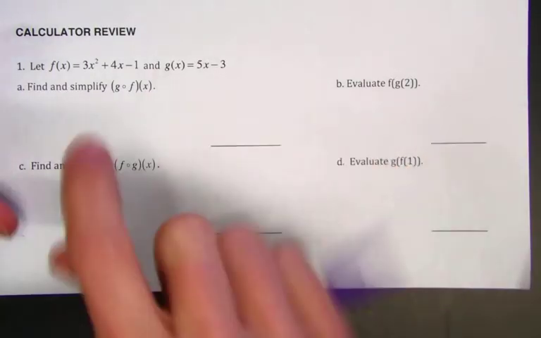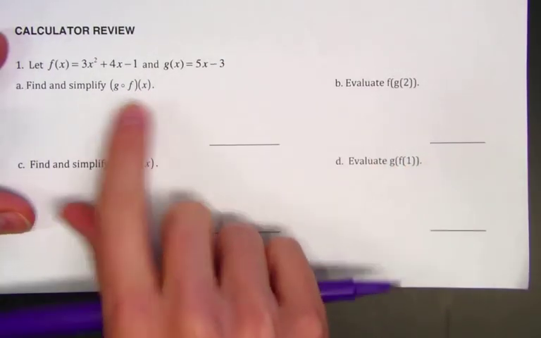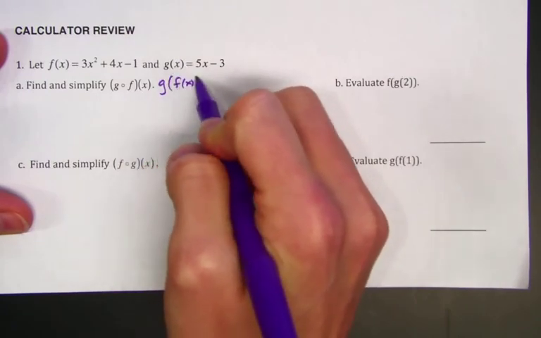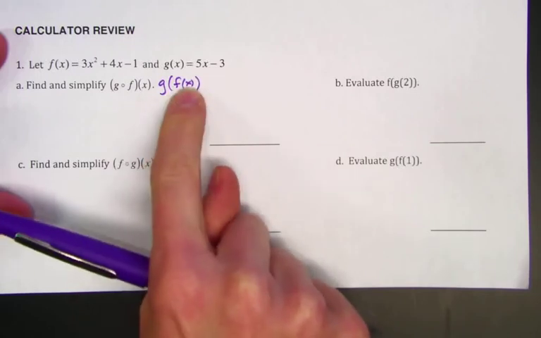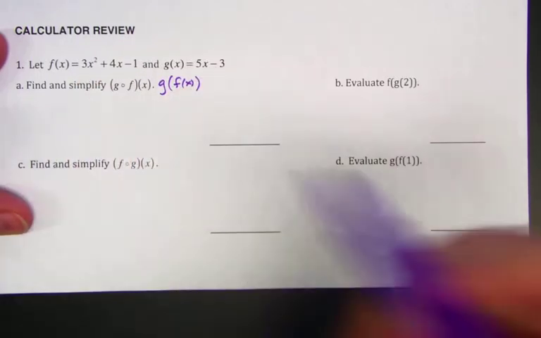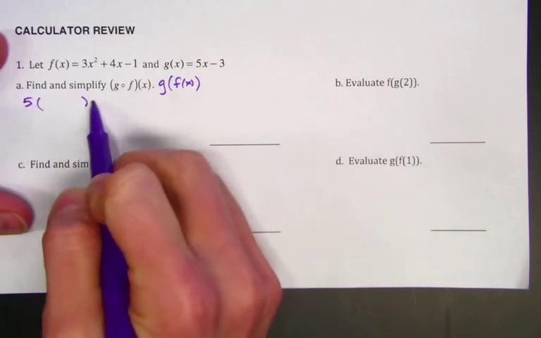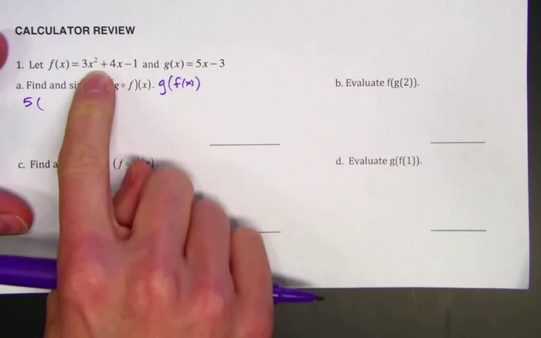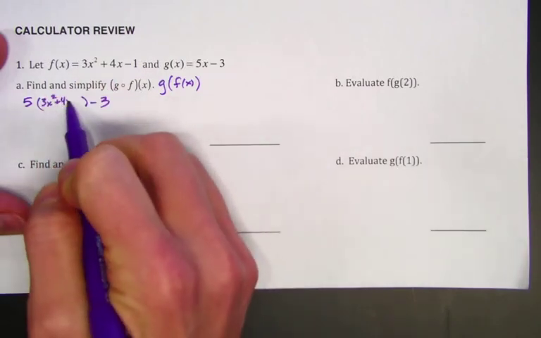Here we are supposed to try to calculate g composite f of x, and if you remember, that is g of f of x, which means for every x position in g, we're going to substitute the whole function f of x into that. So what that's going to look like is 5 parentheses minus 3. This is my g of x, and then inside I need to put f of x. That's 3x squared plus 4x minus 1.